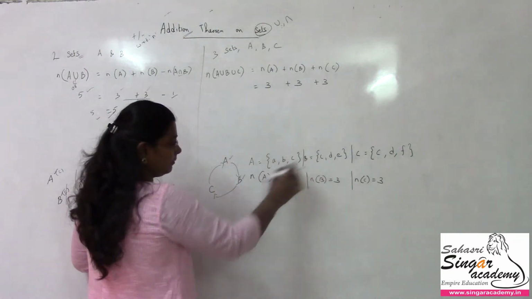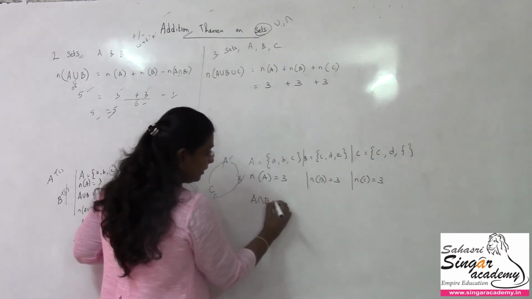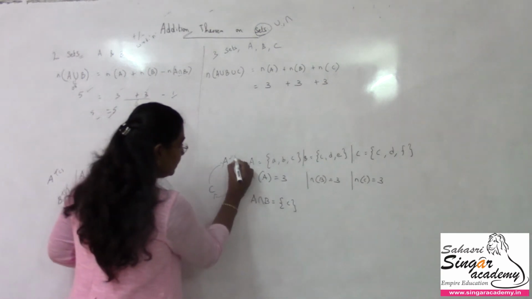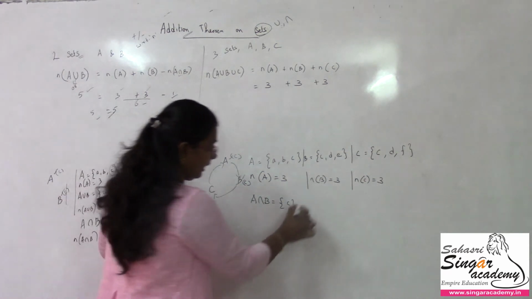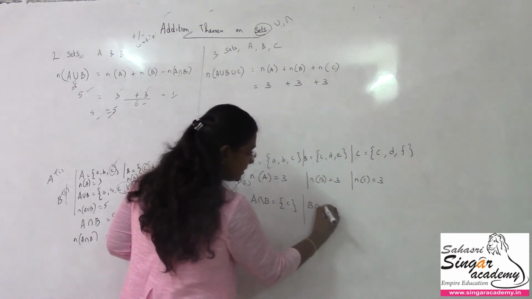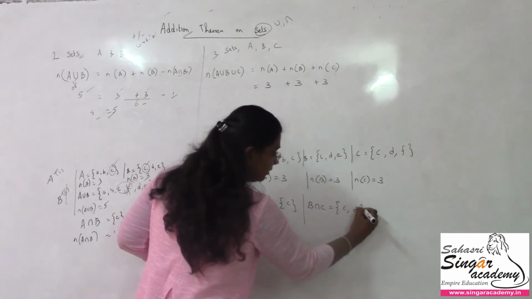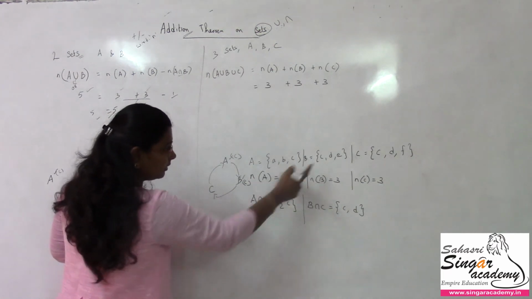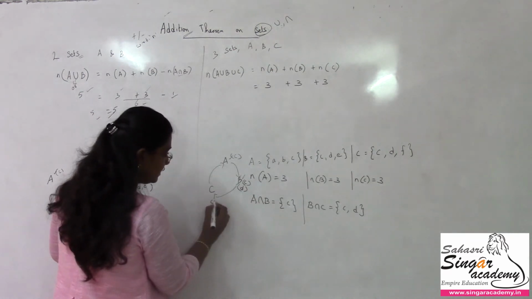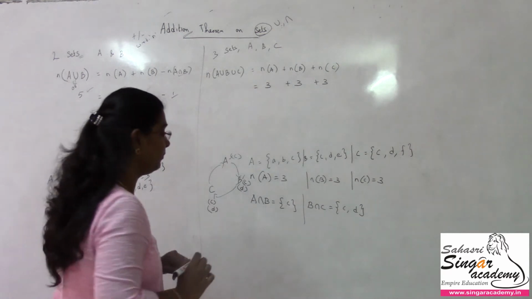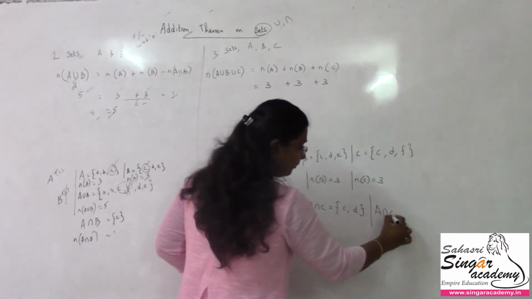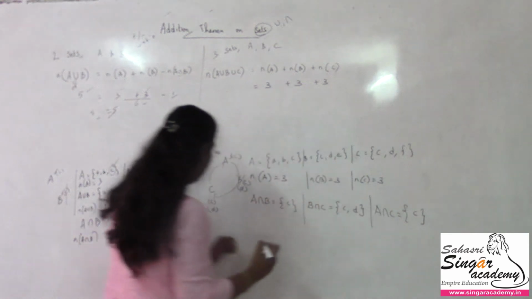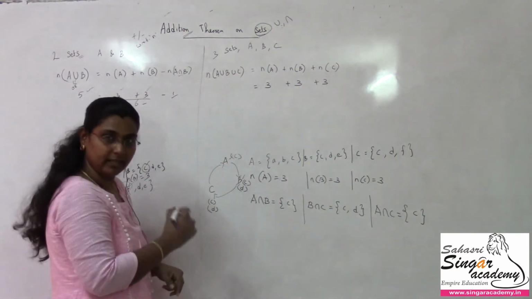So when I go with respect to A and B, which is A intersection B, C happens to be common. Let me have this element C here. When I go for B intersection C, I find C and D are common. So here B and C, I have already written C, and D is also here. With respect to C, I have C and D. I'm just writing only the common elements. When I go with respect to A intersection C, only C is common, so I already have C here.